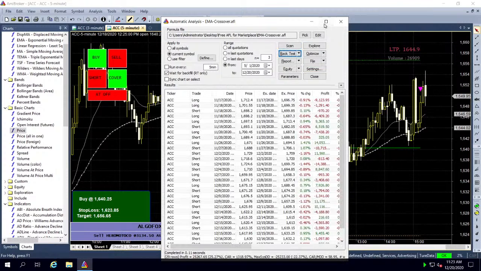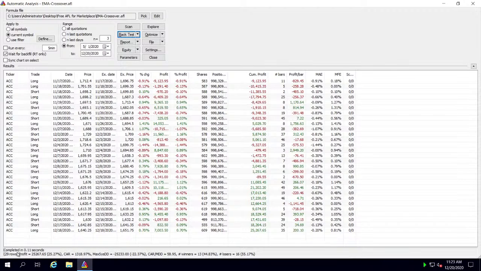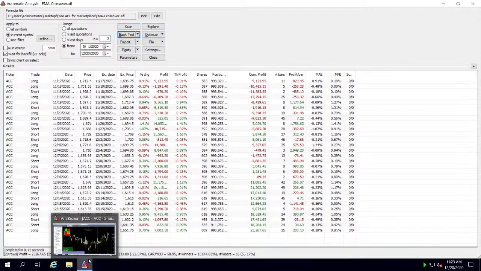So now when I click on backtest, the backtest reports are ready. You can see that we have taken 29 trades and we have got a profit of 25%, and the drawdown is 22%. Compounded annual return is very high. Winners is 44% and losers is 16% only. So this is how the backtest report looks for ACC Cement.